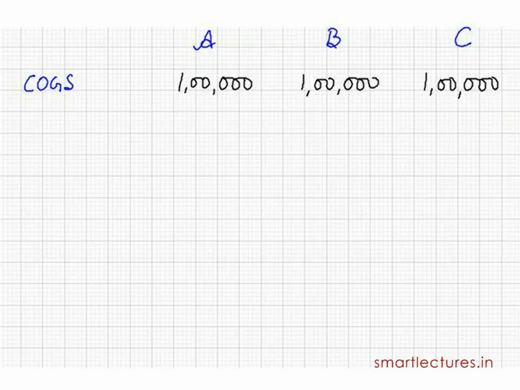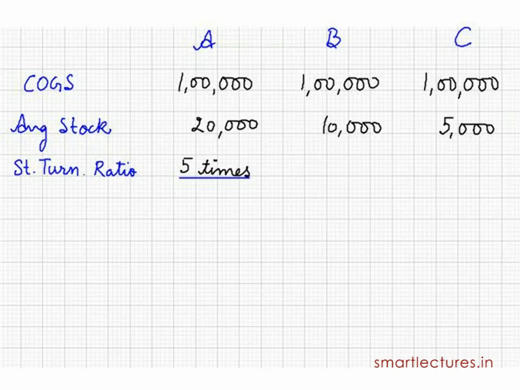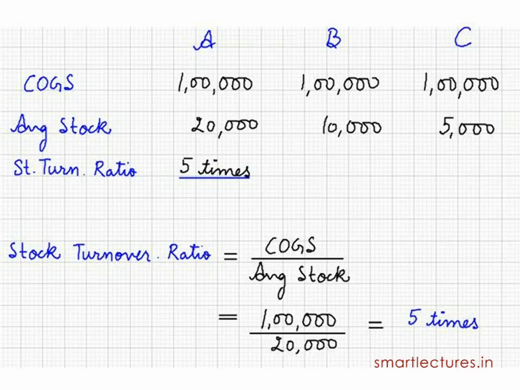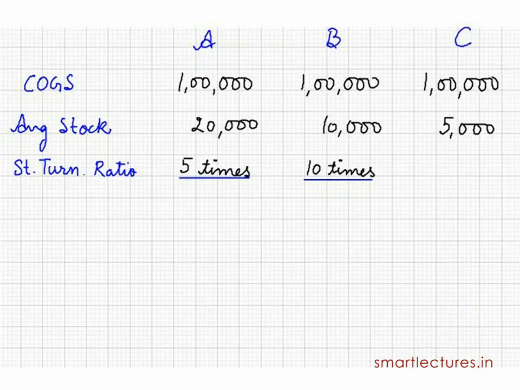Suppose there are 3 companies or 3 firms, A, B, C. And the cost of goods sold for all the companies is rupees 1 lakh. And the average stock in A is 20,000, for B 10,000 and for C 5,000 rupees. Naturally, the stock turnover ratio for A is 5 times, means cost of goods sold upon average stock, 1 lakh upon 20,000, that is 5 times. In the same way, for B the stock turnover ratio is 10 times and for C the stock turnover ratio is 20 times. Means C has got the highest stock turnover ratio and A has got the lowest turnover ratio.